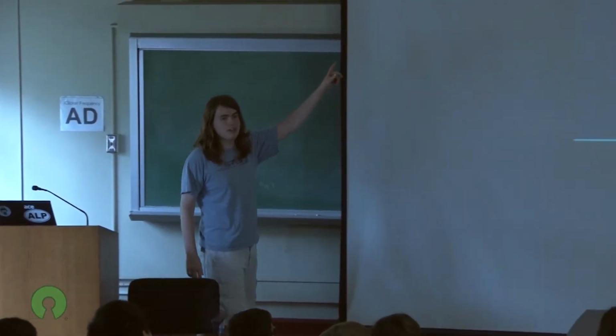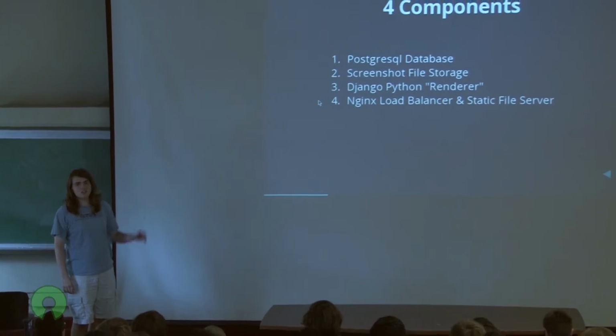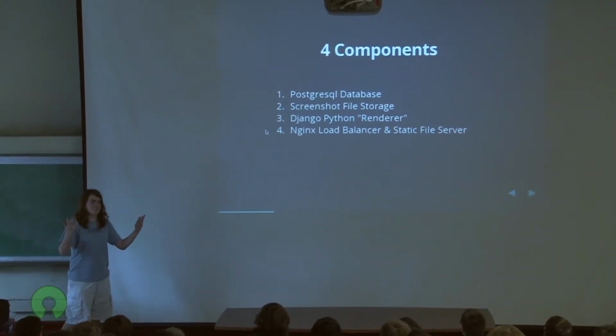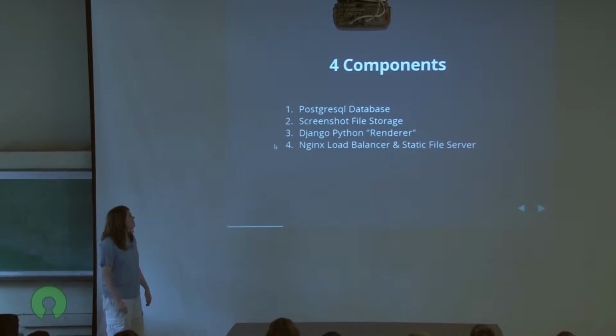So there's sort of four components to the RCOS website. This is rcos.rpi.edu. There's a database. It stores all your information. It's a SQL database, PostgreSQL version 9.2. That's pretty much all it does.